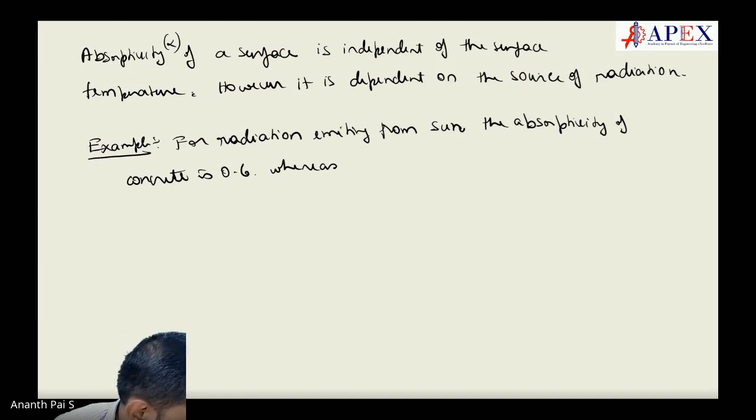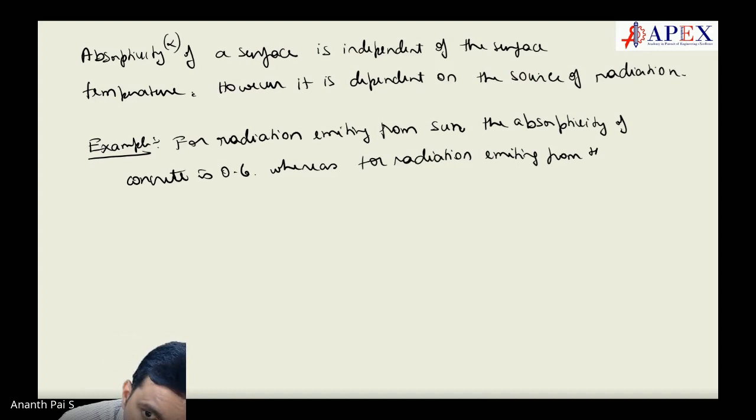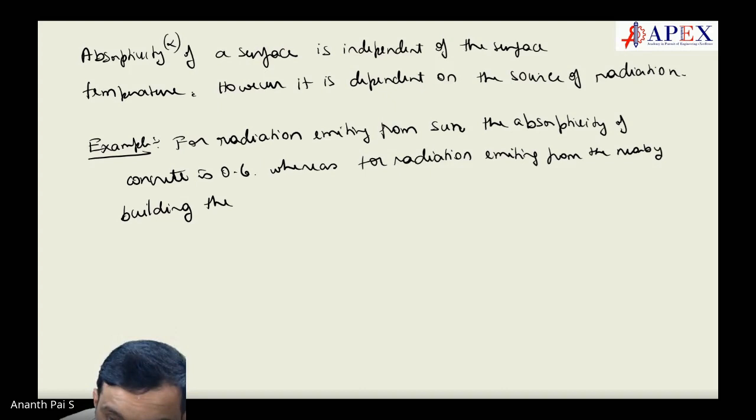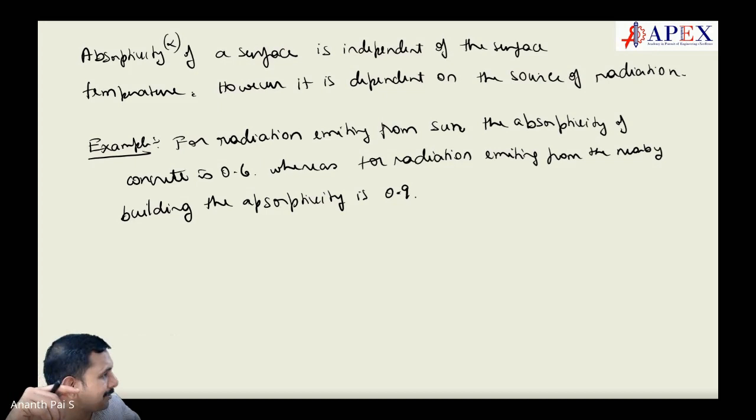whereas for radiation emitting from the nearby building, the absorptivity is 0.9. The source is important. Depending on the source, the absorptivity changes.